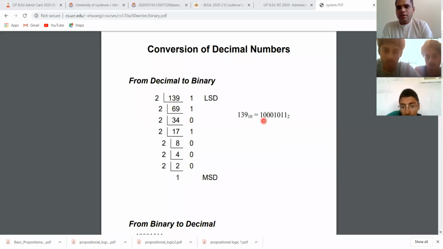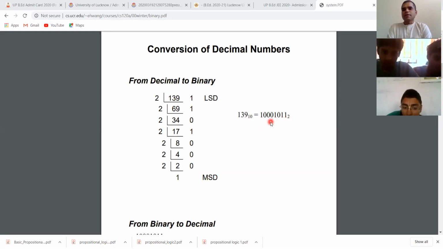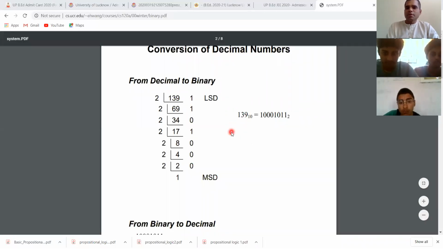And here it is written base 2, which means it is a binary number. So by the base we can identify whether a number is binary or decimal. There are many other number systems also: the octal number system and the hexadecimal number system, which we will also study. But for the time being we will study these two number systems, decimal and binary.